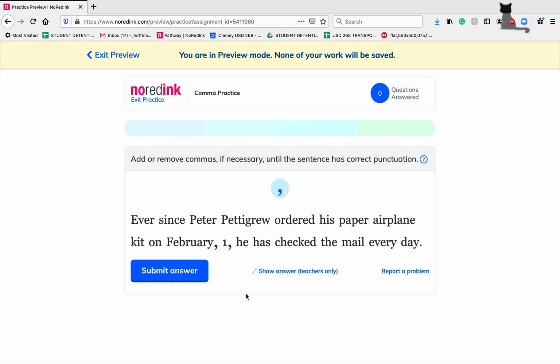So here, ever since Peter Pettigrew ordered his paper airplane kit on February 1st, he has checked the mail every day. Now, when we focus hyper in on the date, the information we have is the month, February, and the day, which is the 1st. So, as I mentioned, when we have two pieces of information, we don't want to separate them with a comma. So we want to make this one go away. Since this one's an introductory phrase, we do want to leave this comma after the 1st.